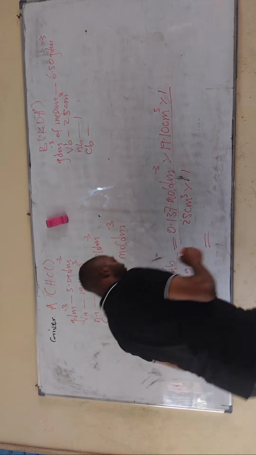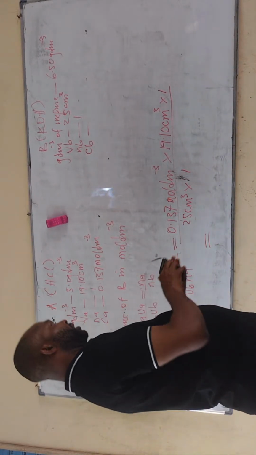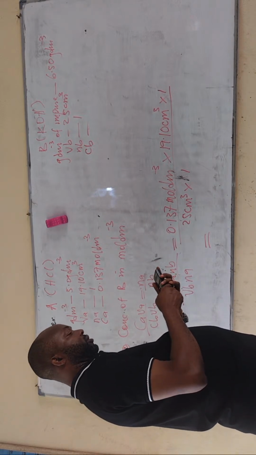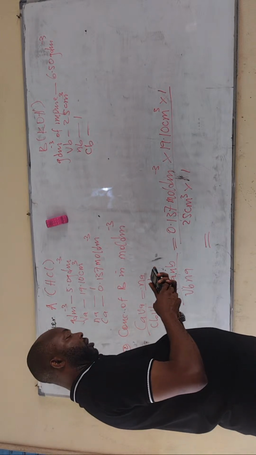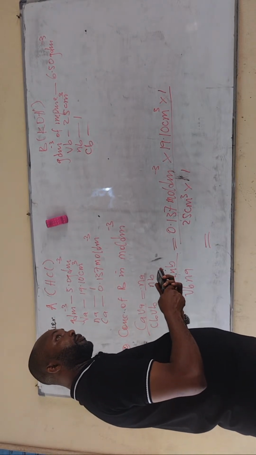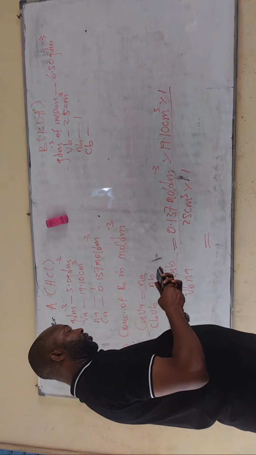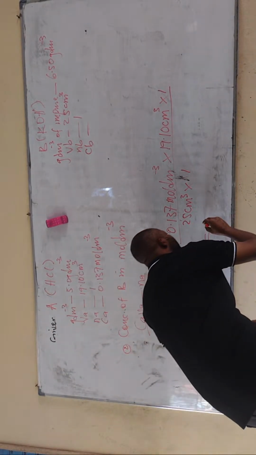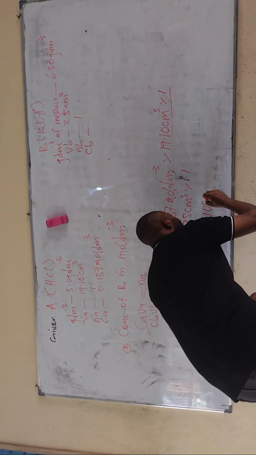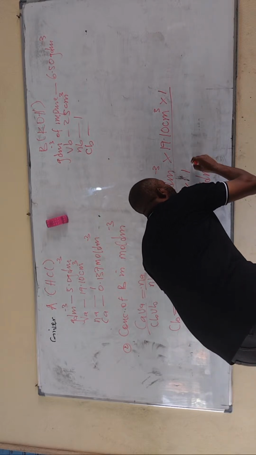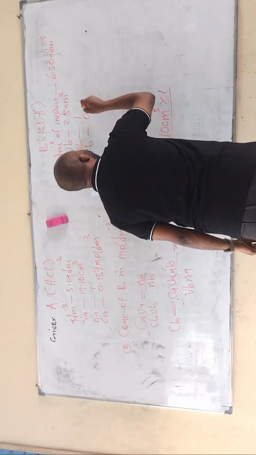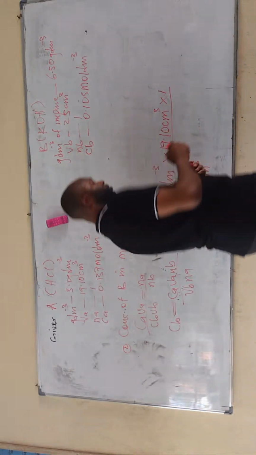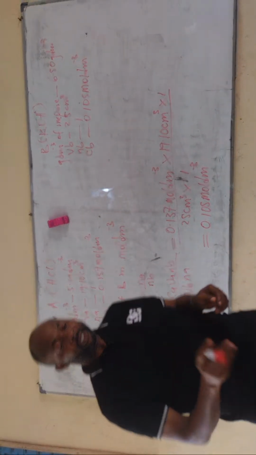So this equals, let's see what we're going to get, 0.137 times 19.1 divided by 25, equals 0.105 mole per dm cube. So we've got the concentration of the base.